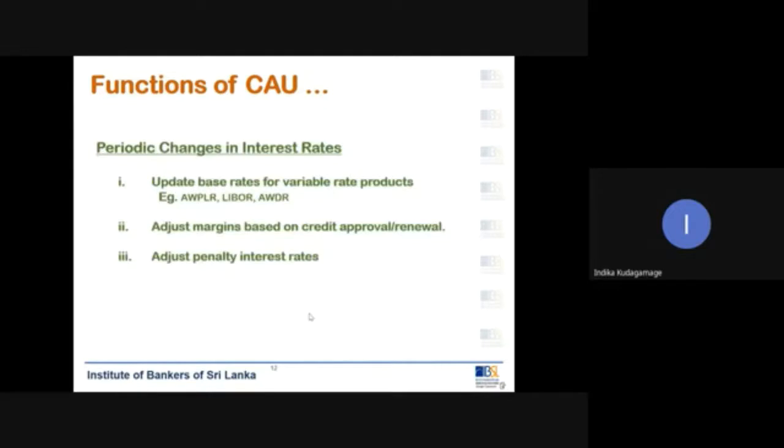Then periodic changes in interest rates, AWPLR, LIBOR, AWDR, system base rate change has to happen by an independent party, that is CAU. Margins, 1%, 2%, 3% margin changes, that has to happen by them. Penal rate changes, all system inputs should be done by them, not by the business line. Business line should not touch the core banking system.